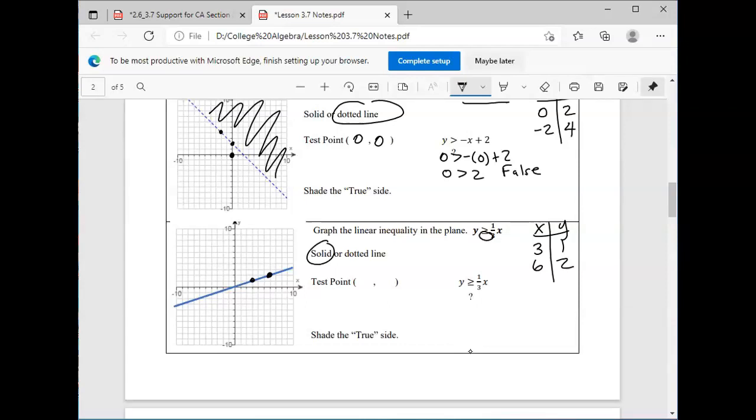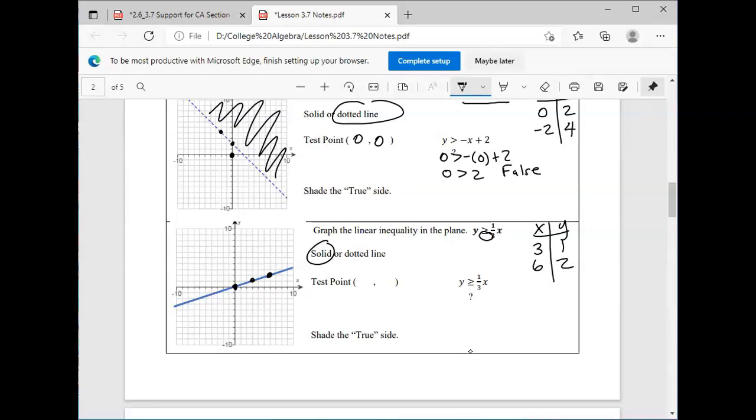Okay, can 0, 0 be a test point here? No. So don't, because it's on the line. So that's not going to help me decide what to color in if it's on the line. I need to pick any other point that's not on the line. Okay, so you just go and pick one. Don't make it super difficult for yourself. I'm doing this in my head, so I know I'm going to pick something with a 3 because the denominator's a 3.